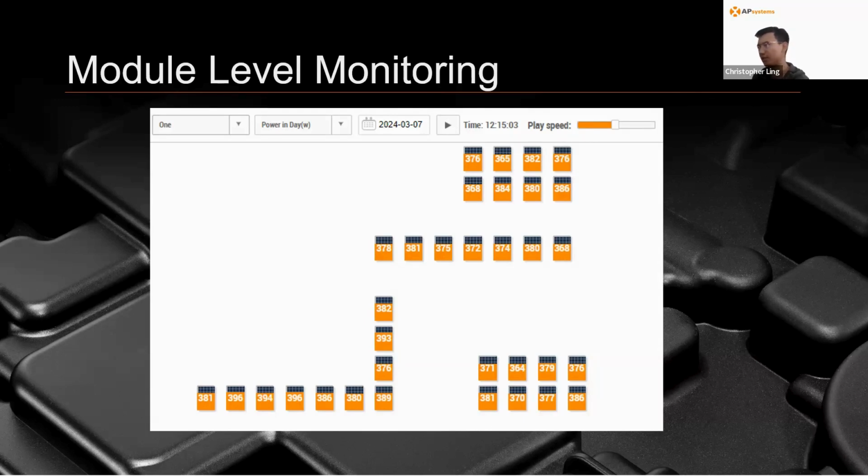So as mentioned, these three use cases: eliminating high voltage DC for safety reasons, decentralizing points of failure, and module level monitoring. All these three things are not going to be important for every project, but they can be useful for certain projects where you need to have those requirements.